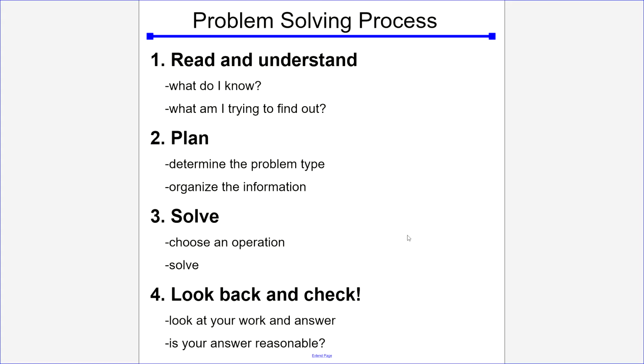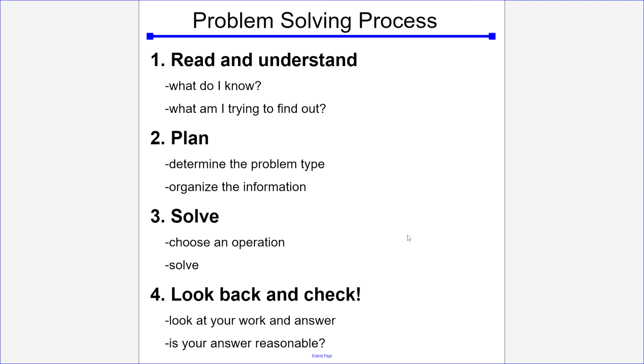While we're reading, we think, what do I know? What is the information they give me? And what am I trying to find out? What is the question asking? Step 2 of our problem-solving process is to determine the problem type. Today you know it's put together, and to organize the information. We organize put together problems using a bar diagram.